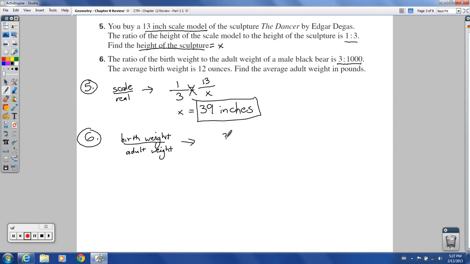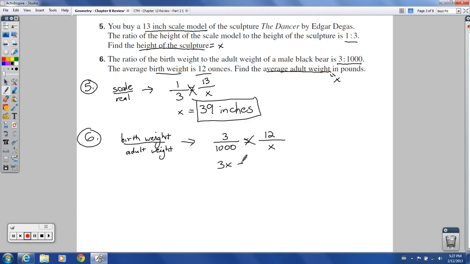And so let's see what we have here. We've got 3 over 1,000. That's a legitimate comparison. Birth weight to adult weight. That's the ratio they give us. It says the birth weight is 12 ounces. So I could put 12 here. And the adult weight, I don't know. I'm going to call that X. So average adult weight, I'm going to say that's equal to X. Let's figure out what that is.